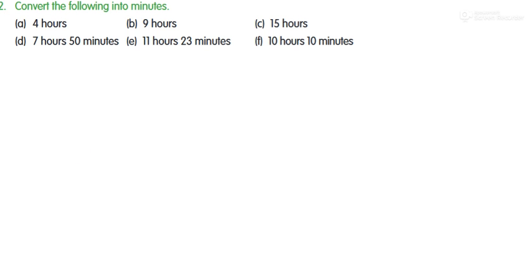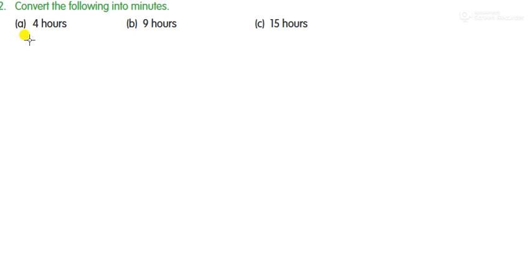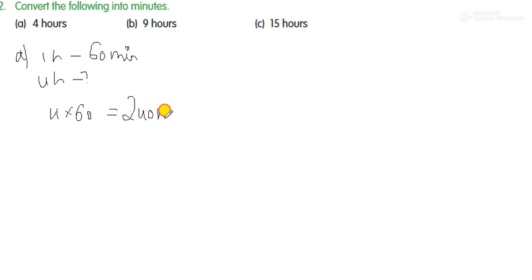Next, convert the following into minutes. Here the A bit is 4 hours. 1 hour equals how many minutes? 60 minutes. Now 4 hours equals how many minutes? 4 into 60 equals 240 minutes.